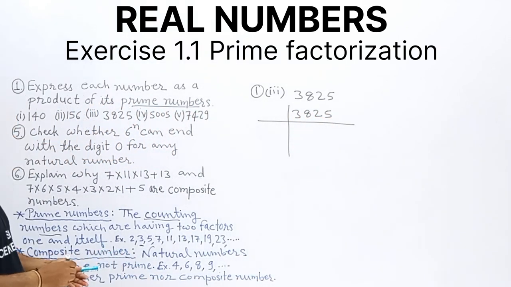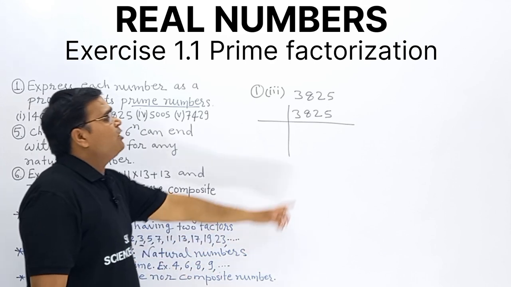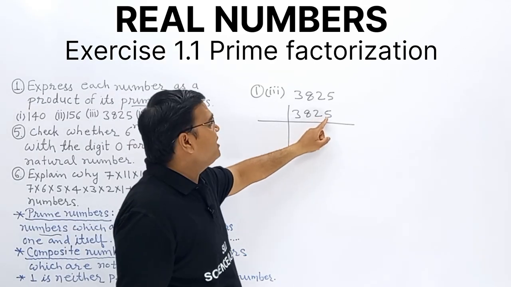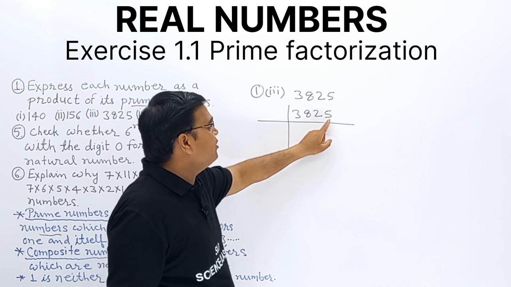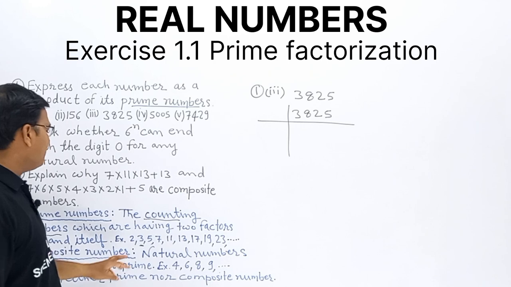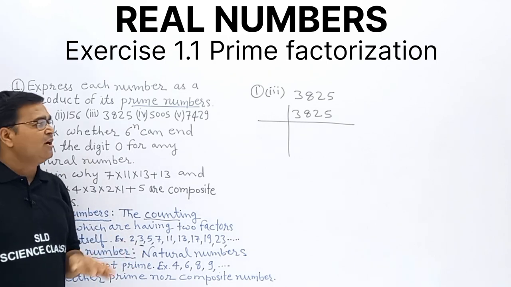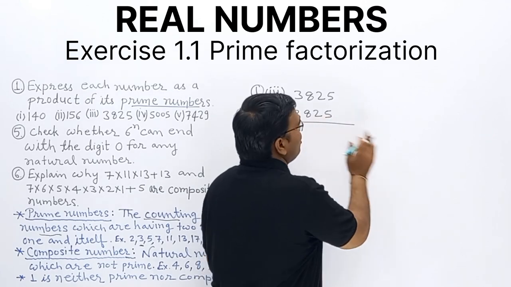Now can we divide this number by 2? No. Why? Because the unit place has 5, so we cannot divide by 2. If the unit place has 0, 2, 4, 6, 8, then only we can divide by 2. Then we will use the next prime number, and the next prime number is what? 3. For dividing by 3, first we will add the digits of the number.